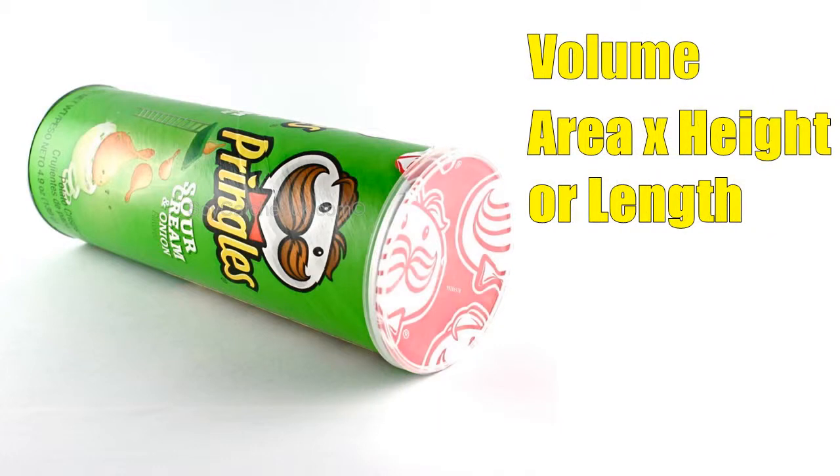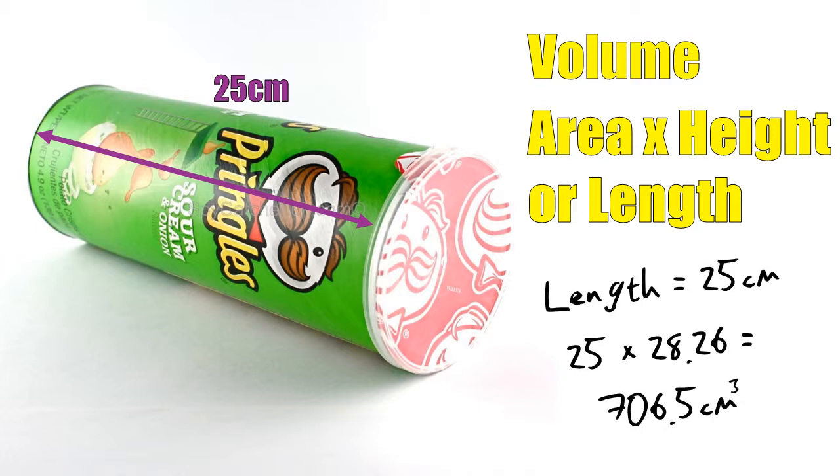Finally, to work out the volume of the cylinder, times the area of the circle by the length of the cylinder, and you're done.